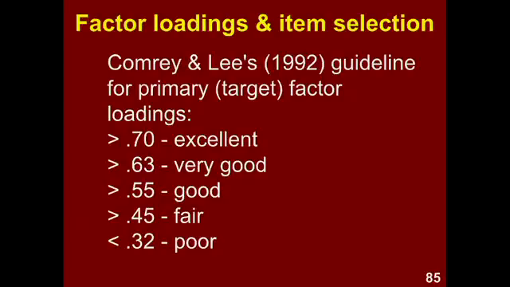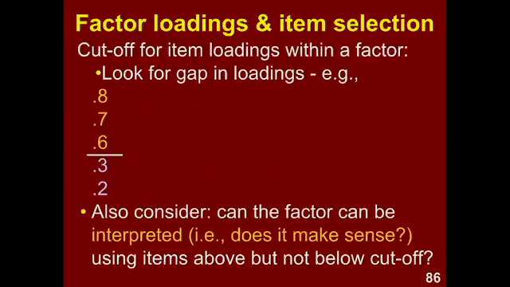Some rules of thumb. There's one ranking of the primary target factor loadings. And that would suggest you want to be, probably 0.5 and above. The other thing is I'd be looking for the gap. So if the top 3 loadings are 0.8, 0.7, 0.6, and then you've got items on 0.3, 0.2, that's probably a good place to draw the line.